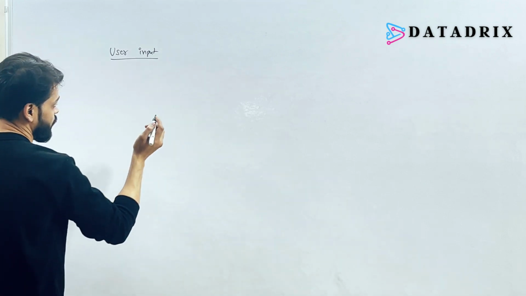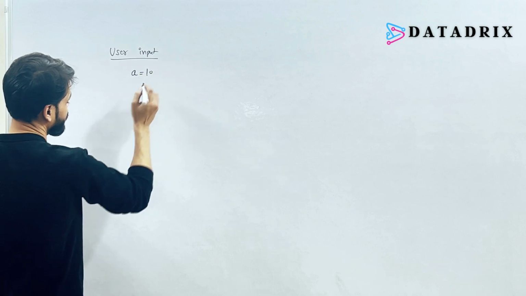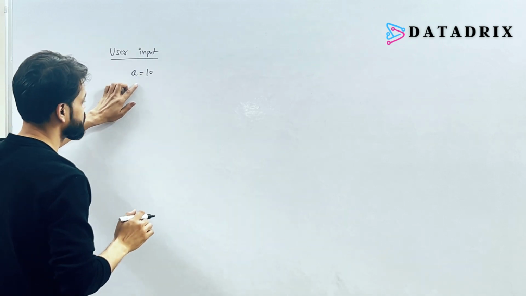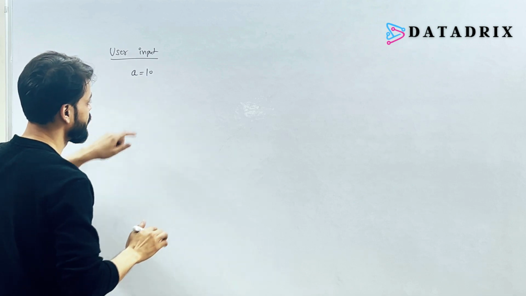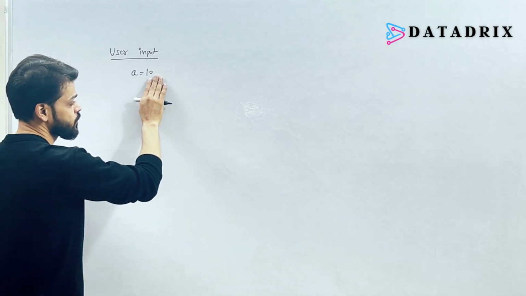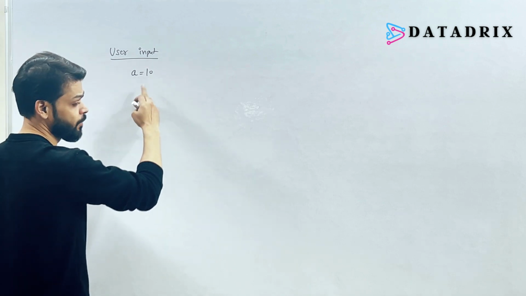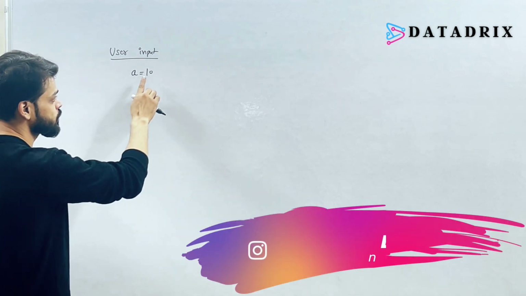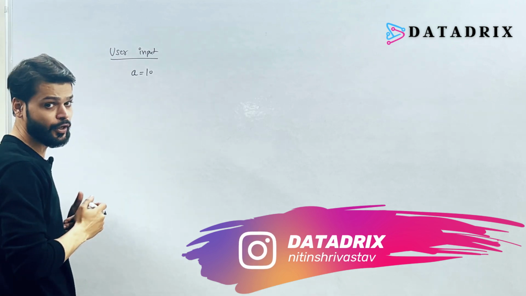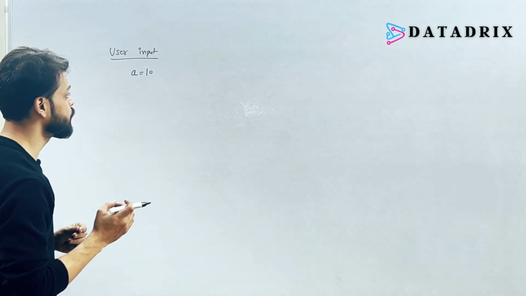Suppose I'm going to take one variable, a equals 10. You need to understand this. This is a variable and this is the value. And this value was taken by me. Me means I'm the coder. So I've taken this value on my own. Now, what I want is for this value to be entered by the end user. So, in order to do this, we are going to take the user input.